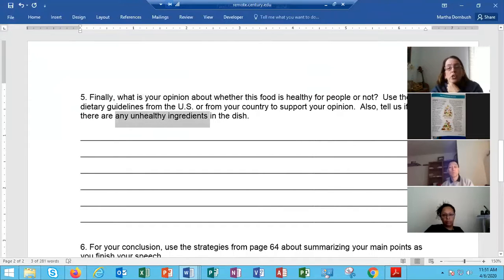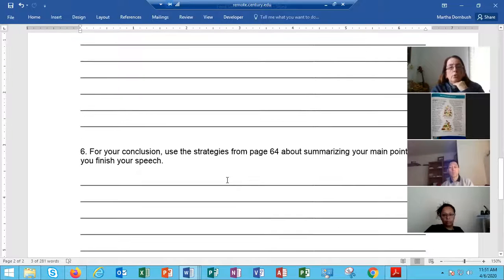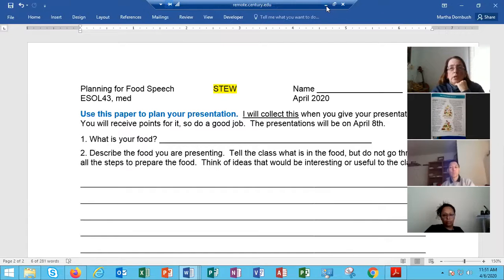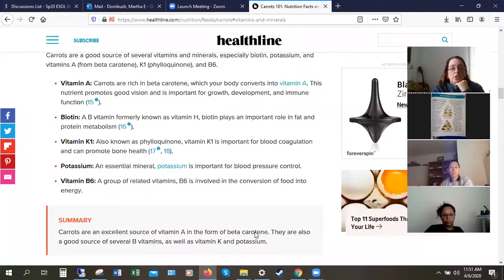And then the conclusion, she used the conclusion strategy, which we're going to look at on Thursday or Wednesday, so you don't have to worry about that today. But if you recall, when she finished her presentation, she was basically saying, I recommend this food and I hope you'll all try it, right?